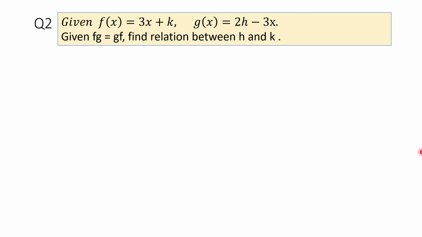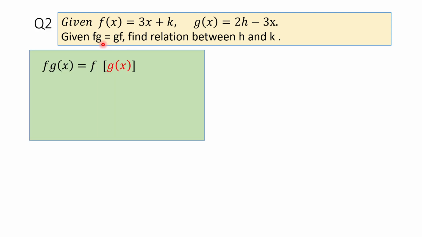Question 2. Given f(x) equals 3x plus k and g(x) equals 2h minus 3x. Find the relation between h and k given fg equals gf. To start this question, first I'm going to find the composite function fg(x). So the inner function is g(x). Replace g(x) with the given function, that is 2h minus 3x.